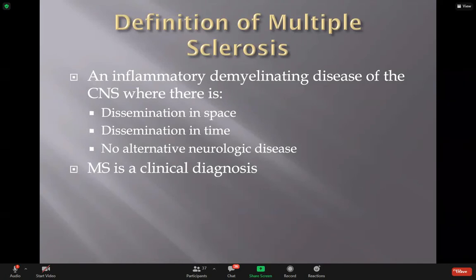We call it dissemination in time. So, inflammatory demyelinating disease of the CNS, where there's not a slowly progressive course, although there is one variant that is slowly progressive, but generally there's dissemination in space and dissemination in time. And there's no alternative neurological explanation for this. It's true that we say it is a clinical diagnosis, but we do use imaging to make sure it's not any other process.